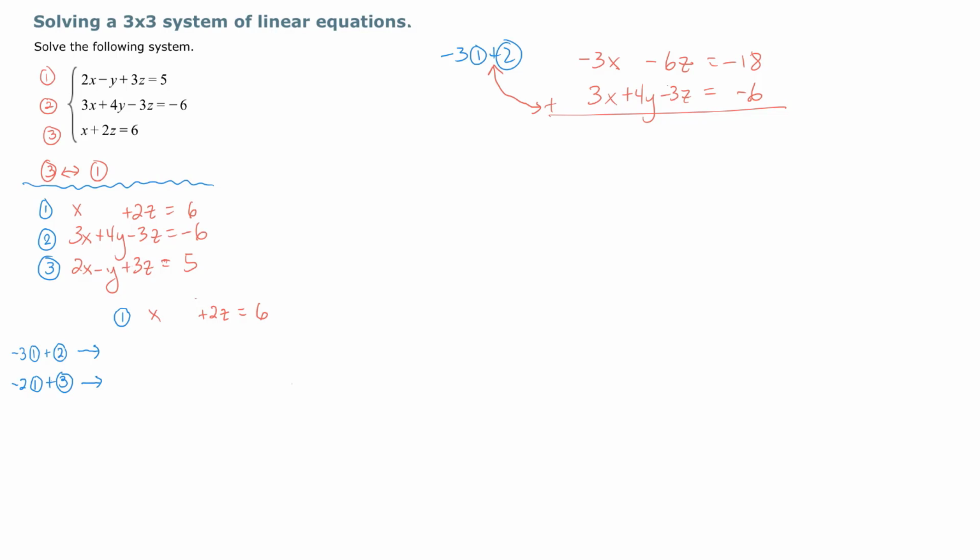So you do negative 3 times equation 1, which is just saying negative 3 times x plus 2z is equal to negative 3 times 6. So that's the negative 3 times equation 1 part. And then you simply add equation 2 to that. And what happens then, you get this new equation, and I'm going to put it right here. You're going to get 4y minus 9z is now equal to negative 24.